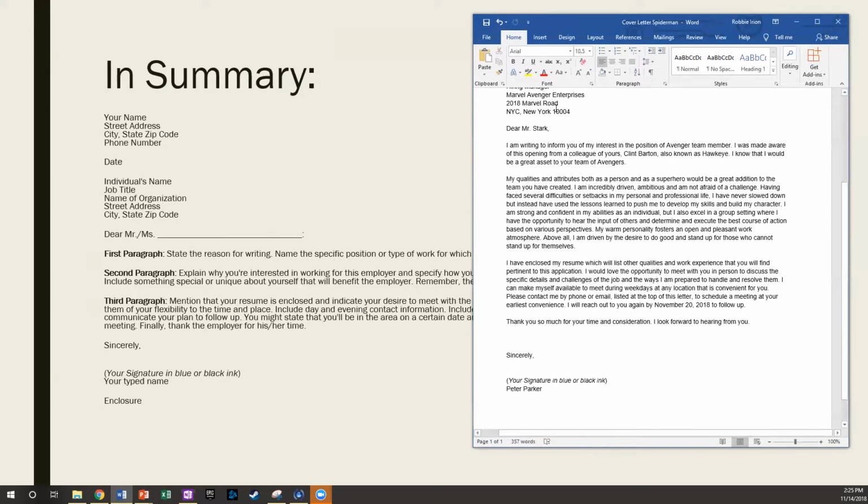So that's what we're going to try to do here. Dear Mr. Stark, I'm writing to inform you of my interest in the position of Avenger team member. I was made aware of this opening from a colleague of yours, Clint Barton, also known as Hawkeye.